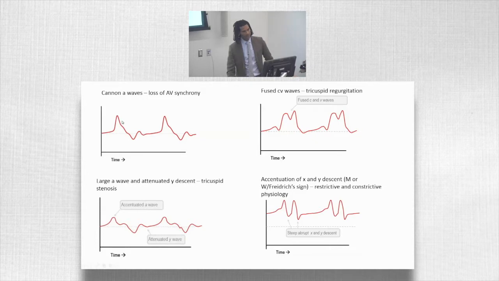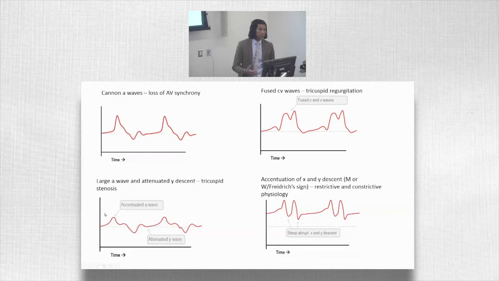But cannon A waves, so loss of AV synchrony, the atrium is squeezing against a closed tricuspid valve, causing very, very large A waves. If you have a very leaky tricuspid valve, there's no phase of isovolumic contraction. And so you get a very large C wave that tends to fuse with the V wave.